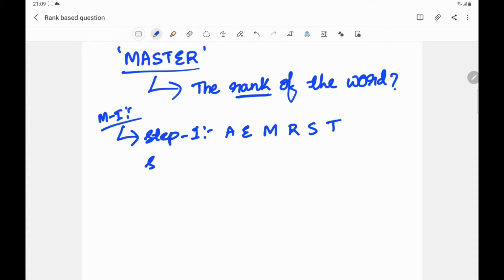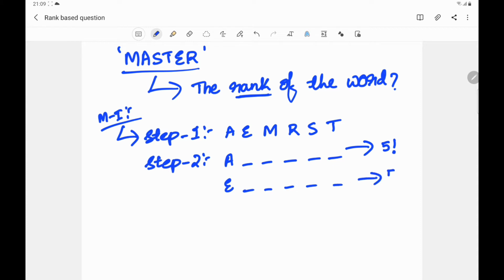And in the second step, say the word is starting with A, then 5 letters would be left. These 5 can be arranged among themselves in 5 factorial ways. Similarly, if it is starting with E, the remaining 5 can be arranged among themselves in 5 factorial ways.